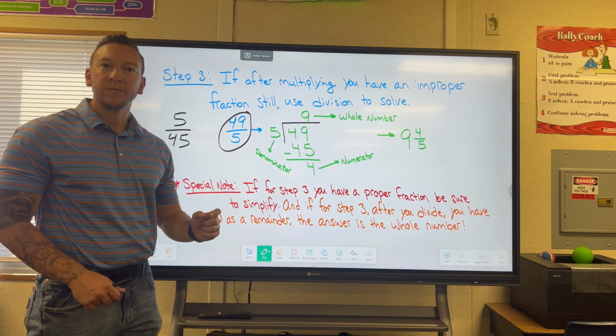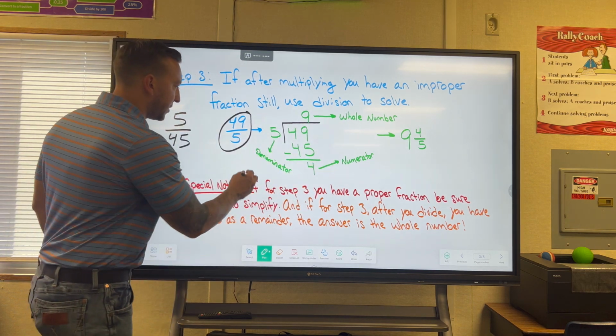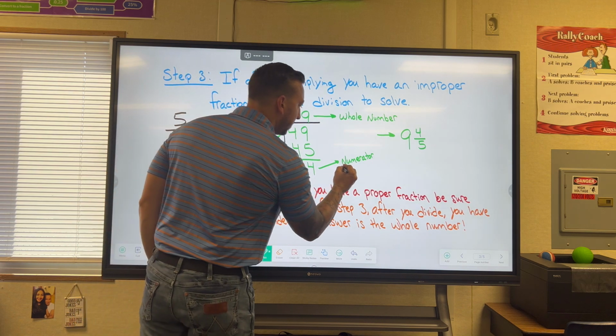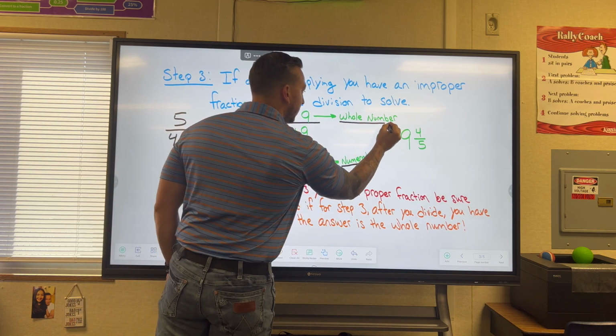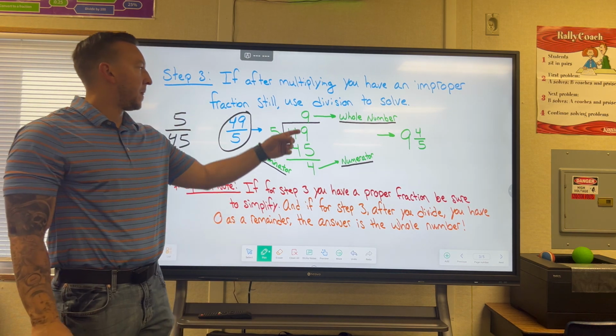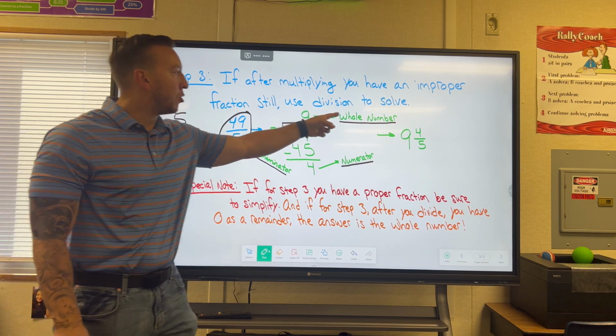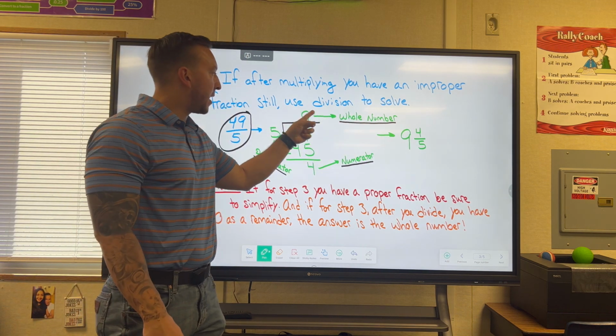I get 4. Well, now you'll notice I labeled these for us here. I'll underline them. So after we divide, our quotient, the number on top, that is our new whole number. See that? 9, 9.